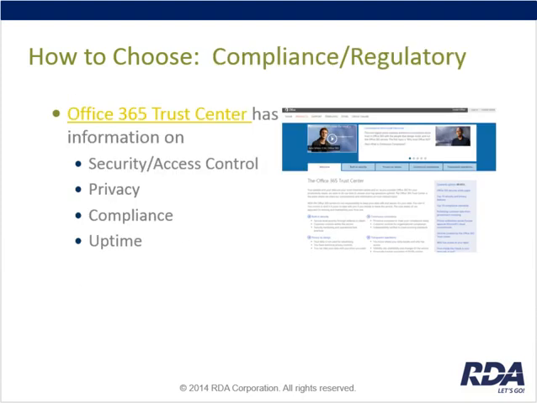Next is compliance and regulatory. The first thing we'll talk about is the Office 365 Trust Center. Similar to the feature listing, the Office 365 Trust Center has a ton of information on several categories: security, privacy, compliance, and uptime. It's definitely worth your while to dig in and look for the answers to the questions you have related to these topics, because, like I said, there's tons of information there to get you feeling more comfortable about all the things that Microsoft's doing.